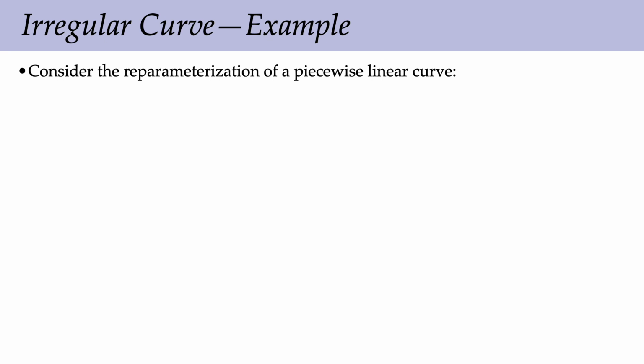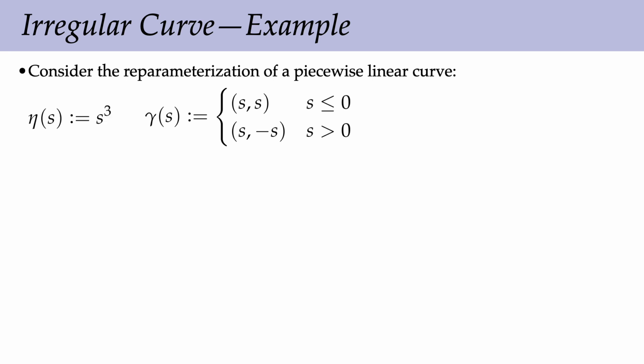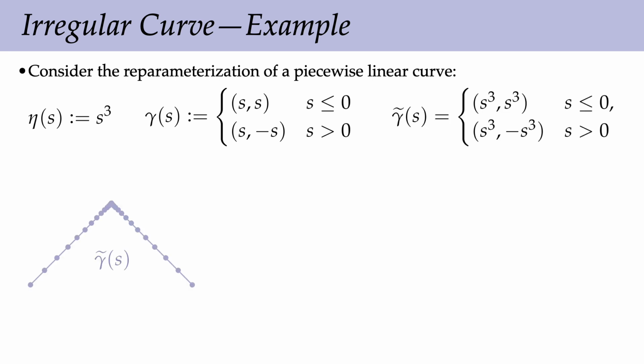Okay, to look at this in a little more detail, let's consider the reparameterization of a piecewise linear curve. So gamma of s is equal to (s, s) if s is less than or equal to 0, or (s, -s) if s is greater than 0. And we're going to consider a reparameterization eta that takes s to s cubed. So over the unit interval, this map will take [0, 1] to [0, 1]. If we plug eta into s, we get a new curve, gamma tilde, which is equal to (s cubed, s cubed) if s is less than or equal to 0, or (s cubed, -s cubed) if s is greater than 0. I've plotted the curve in the bottom left.